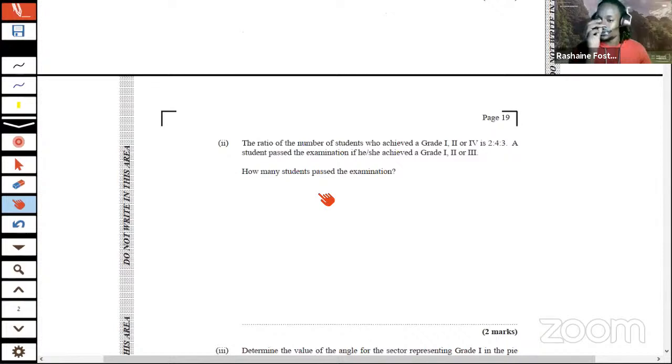The question is now telling us that the ratio of students who achieved a grade 1, 2, or 4 is 2 to 4 to 3. So that's the ratio right there. A student passed the exam if he got a grade 1, 2, or 3.